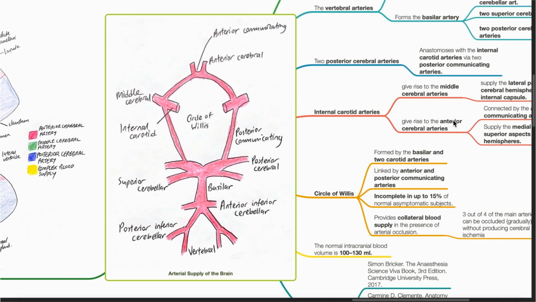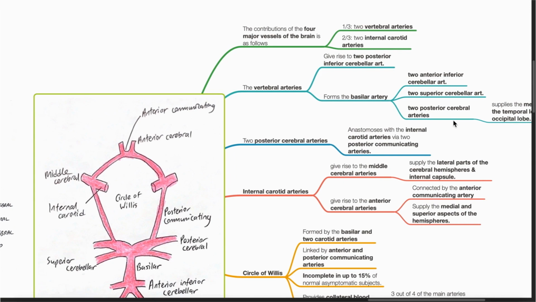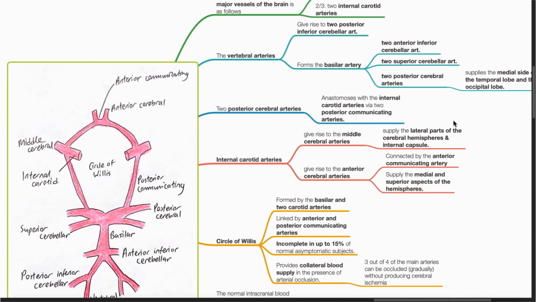Today we will be discussing the arterial supply of the brain. The contributions of the four major vessels of the brain are as follows. One third is supplied by the two vertebral arteries and two thirds are supplied by the two internal carotid arteries. The vertebral arteries give rise to the two posterior inferior cerebellar arteries.